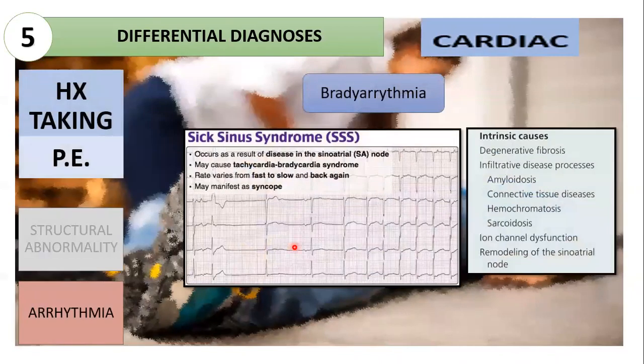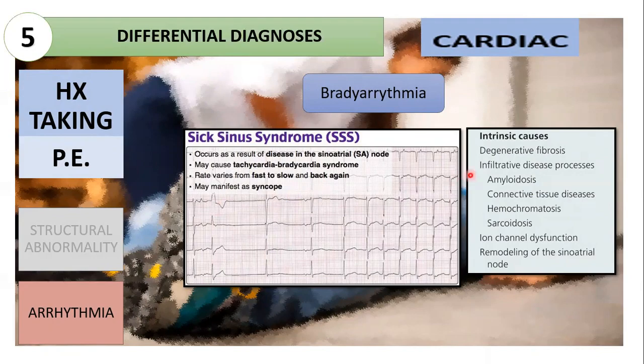For bradyarrhythmia, let's discuss the sick sinus syndrome. It occurs as a result of disease in the sinoatrial node, and it may cause the tachycardia-bradycardia syndrome, in which the rate varies from fast to slow and back again, and it may manifest as syncope.